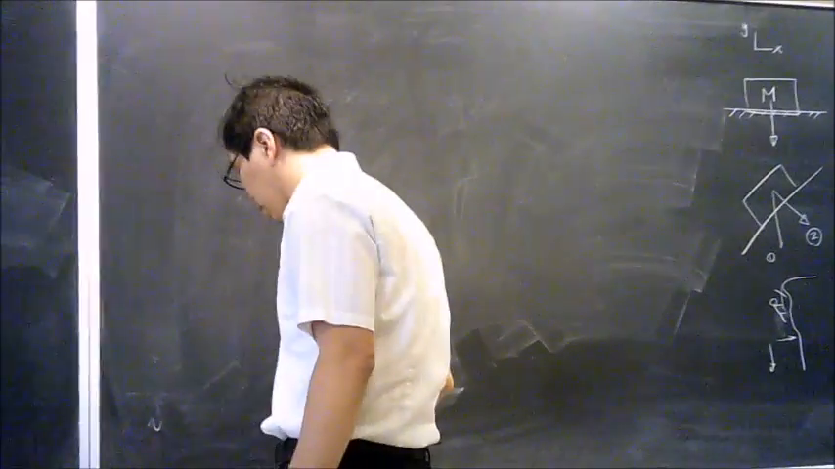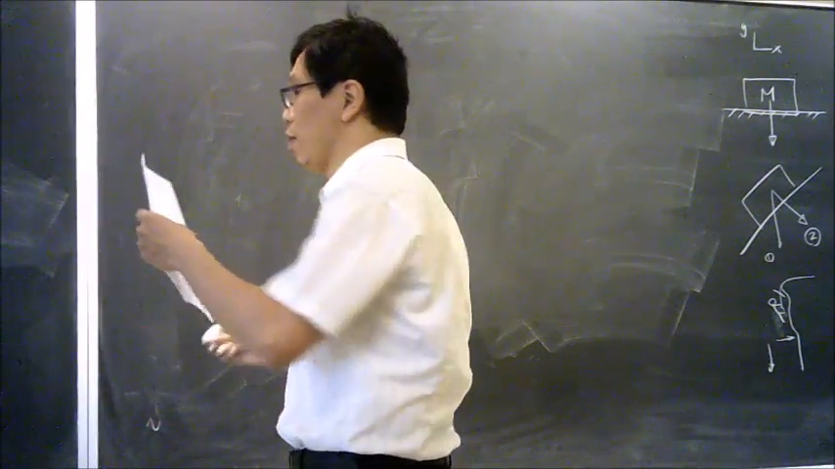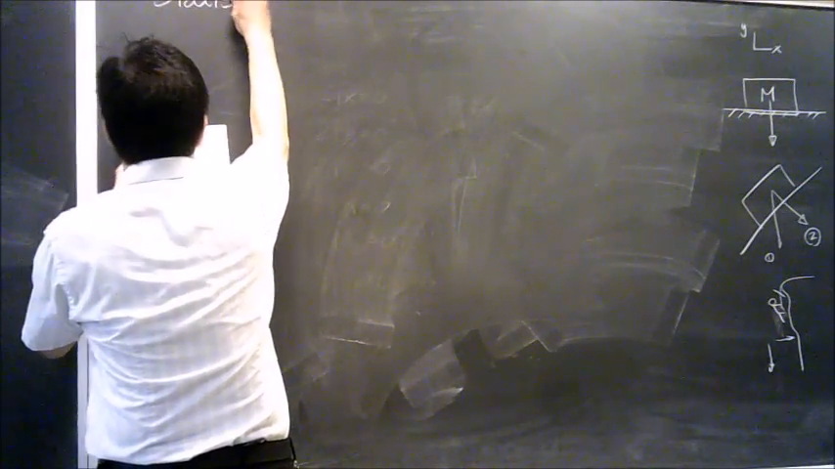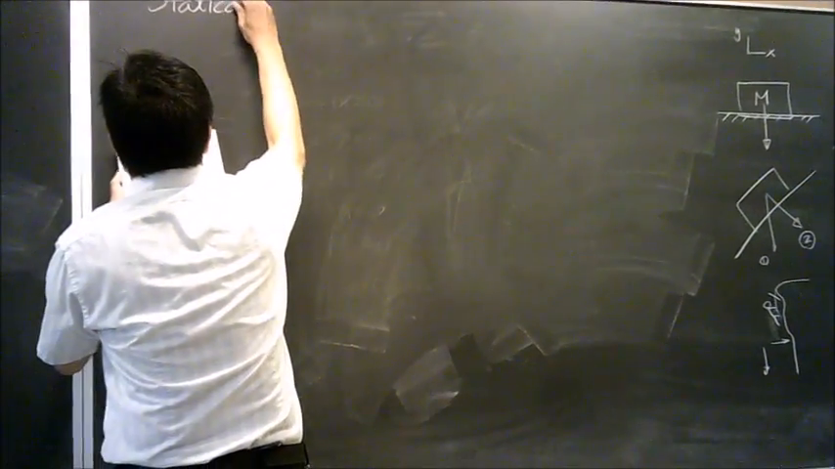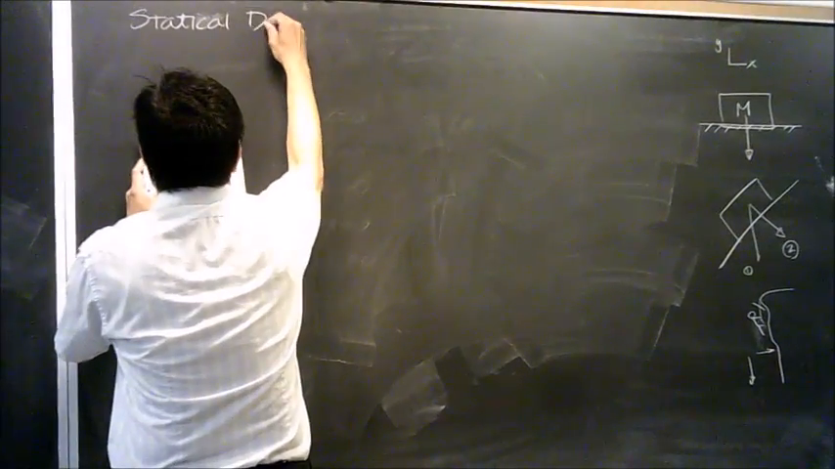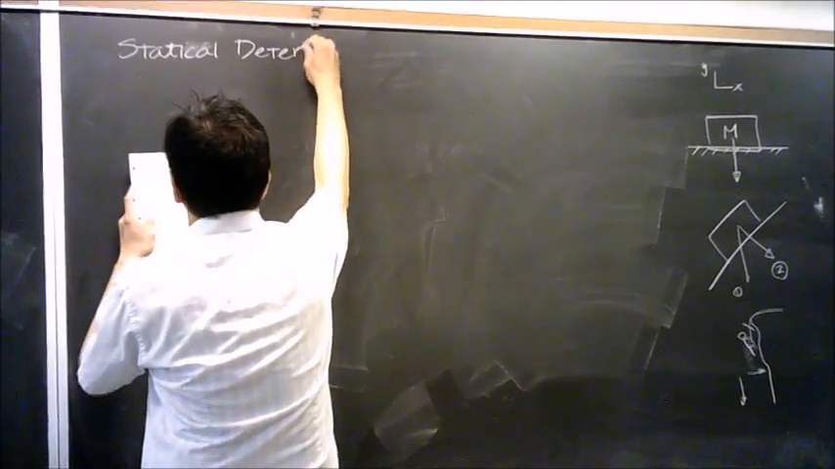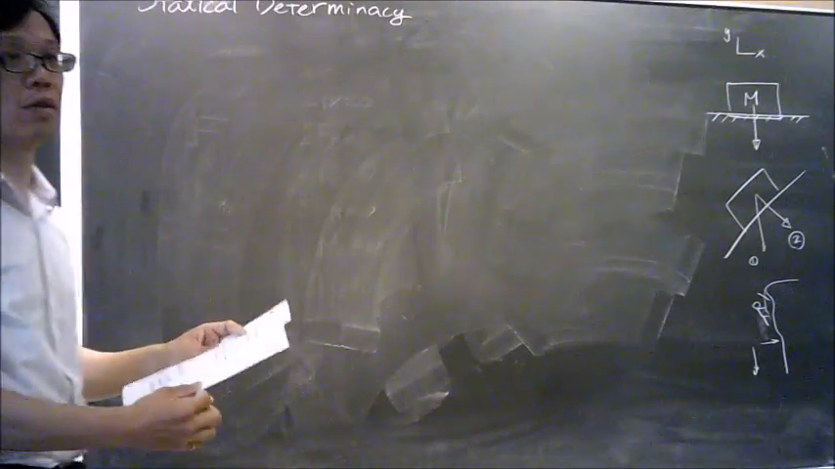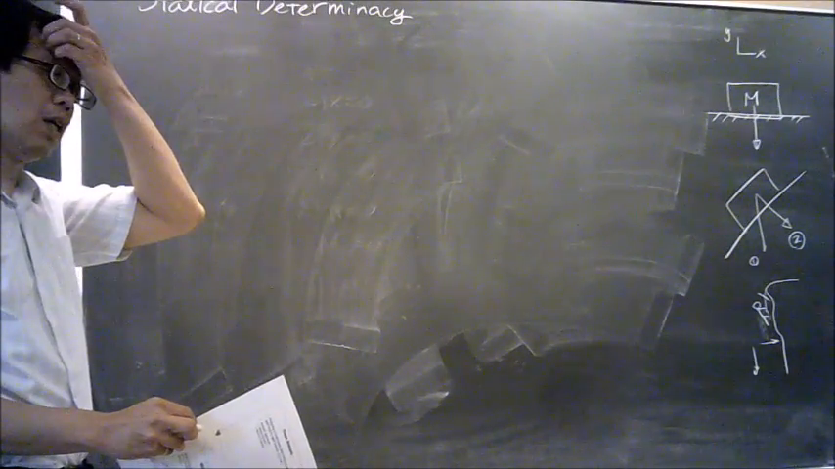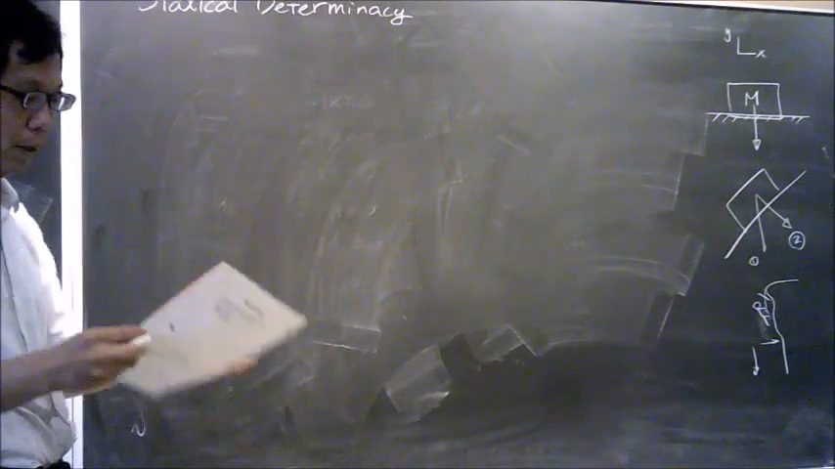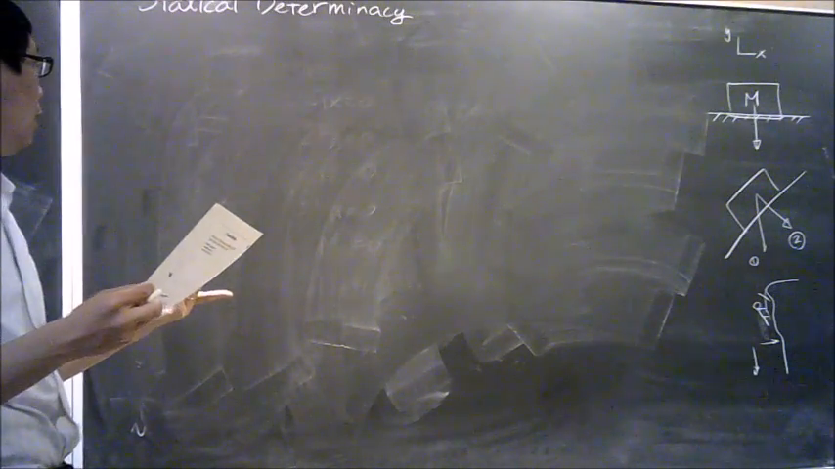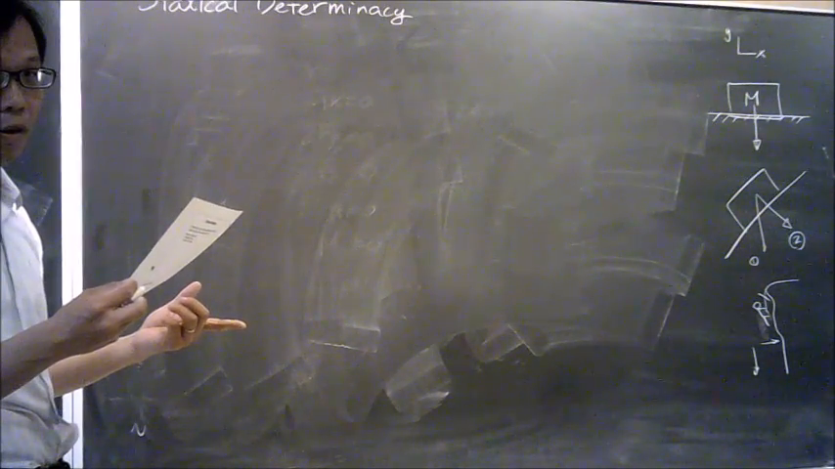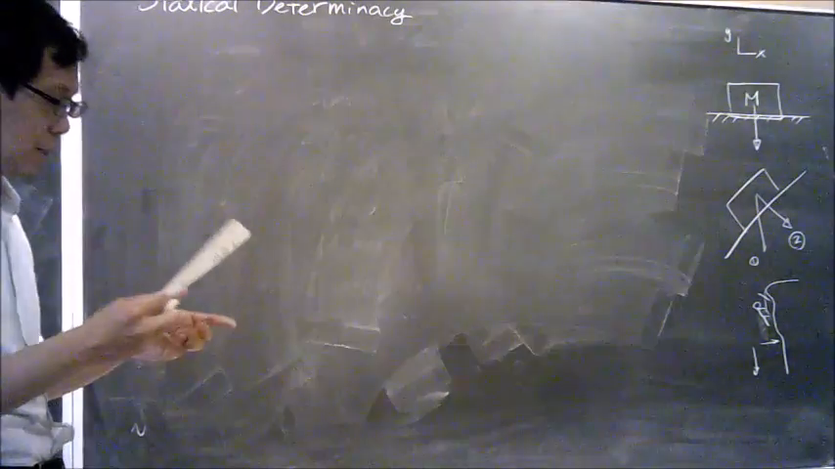If you download the notes from the website, you're going to find there is something called static determinacy on one of the pages, but this is not discussed in the textbook you have. This is a very handy method to determine whether your system is going to be stable or is actually very shaky.